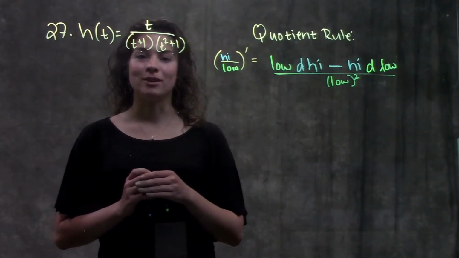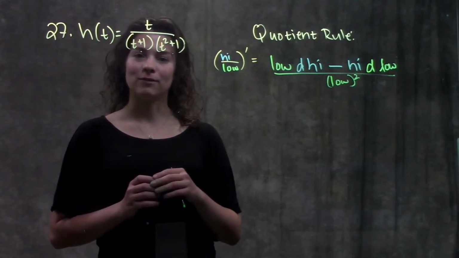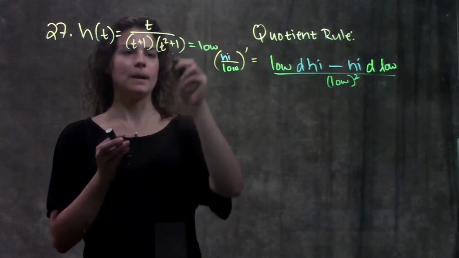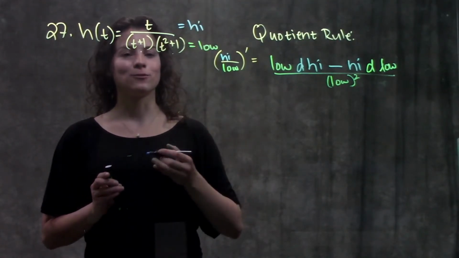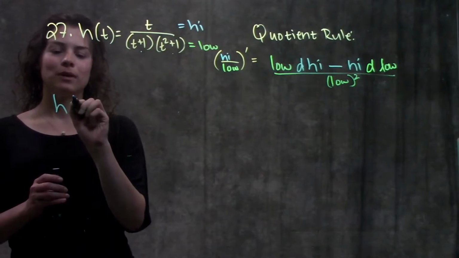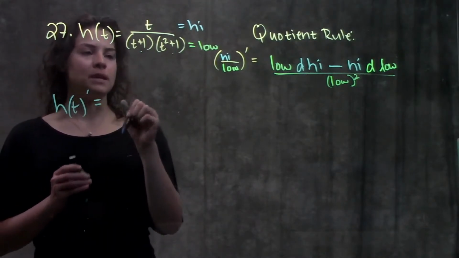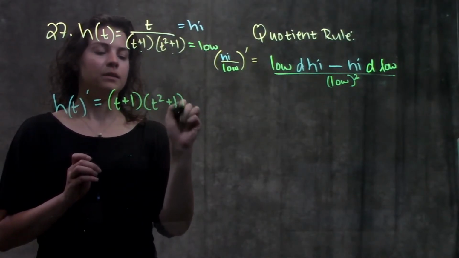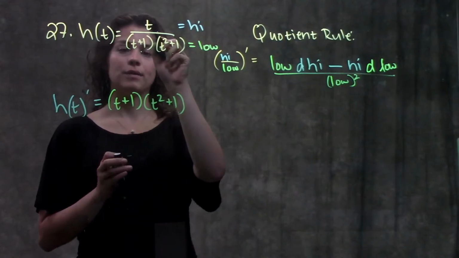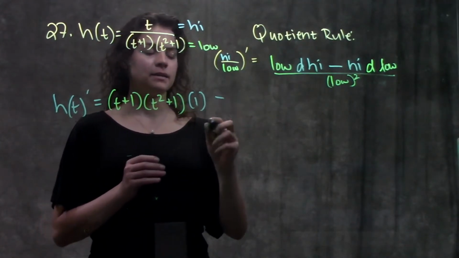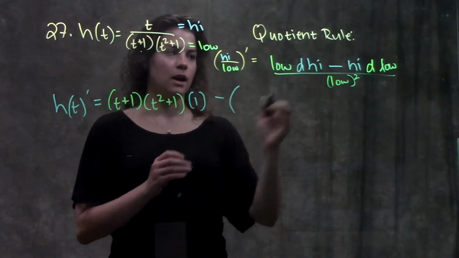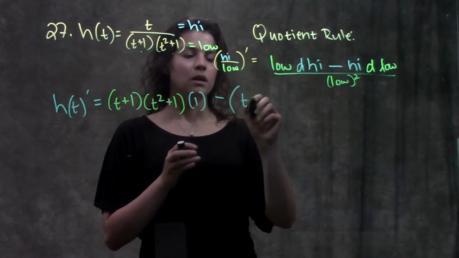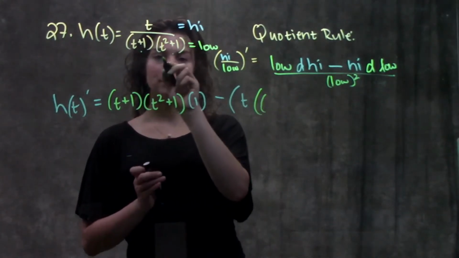In example 27 in your book, it gives us this function and it's asking for the derivative. So first I'm going to label my low and my high, and I'll just plug it into this formula here. So the derivative of h of t would be low, or just the original denominator, times the derivative of my high. Derivative of t is just 1, minus, remember it's minus this entire quantity of high d low. So minus my high, which is t, which is being multiplied by my entire d low.